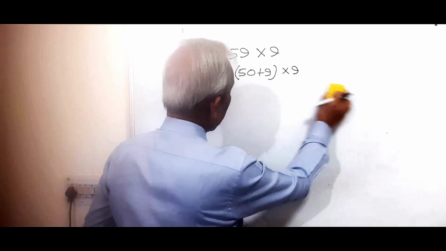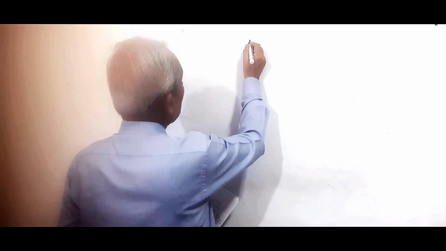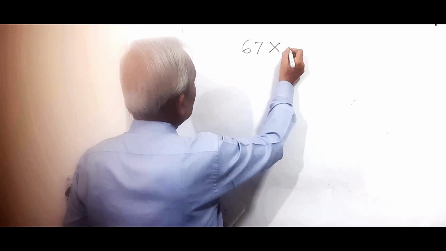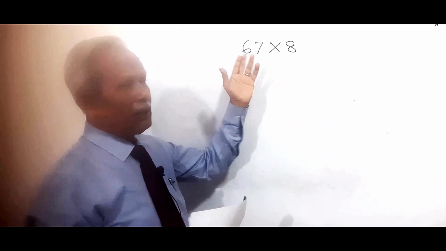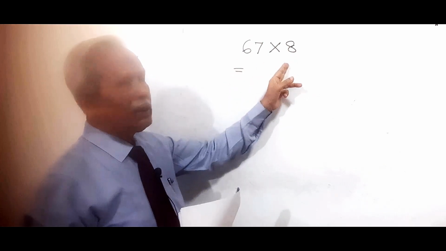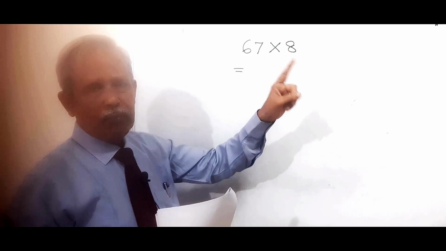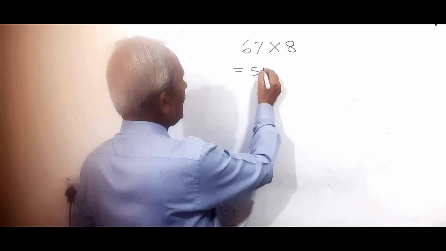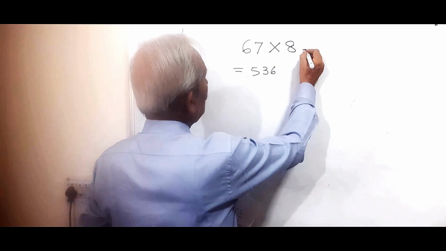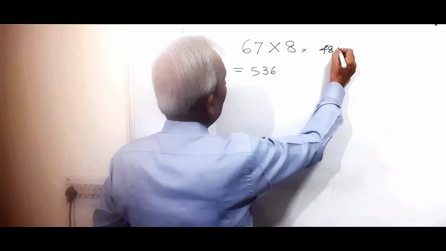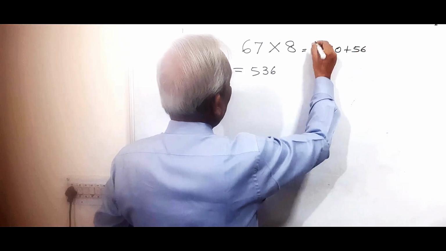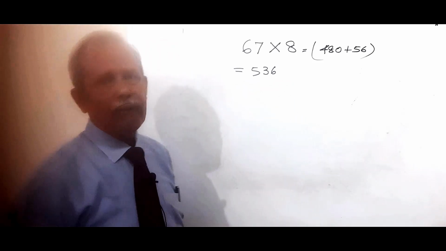Let me take another example. 67 into 8. Now this time I am not going to write separately, we'll do it mentally. 67 is 60 plus 7. So 60 into 8 is 480. And 7 into 8 is 56. 480 plus 56 is 536. That's all. We can straight away write like this, 536, which actually is what? 480 plus 56. Mentally we can add and you can say it's 536.